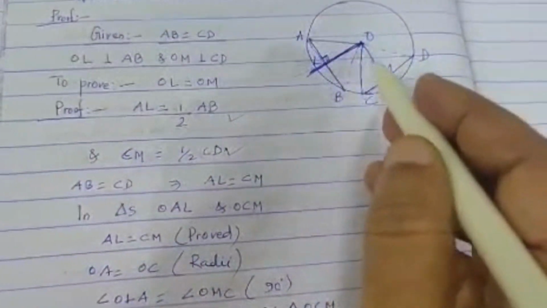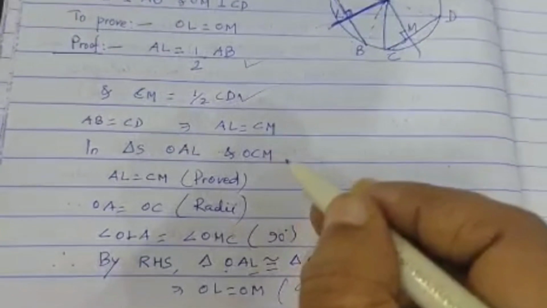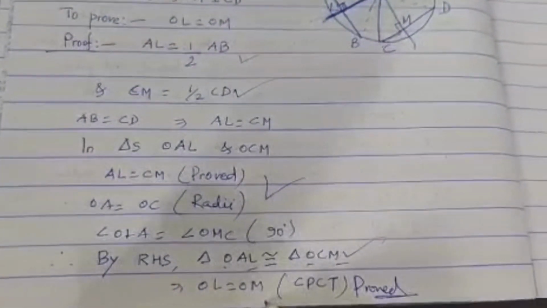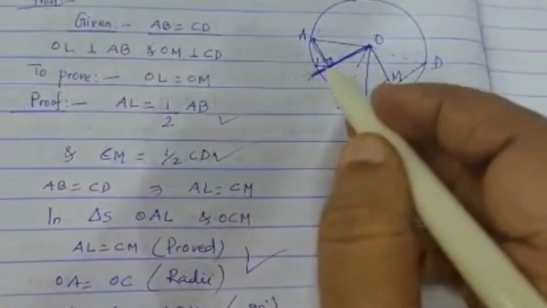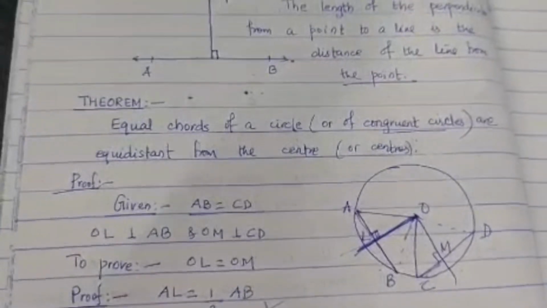Now in triangles OAL and OCM, we have seen that these are the two right triangles and we have proved that these two are congruent. So from simplicity we can say that these two lengths OL and OM are equal. Alright. Now let's move on.